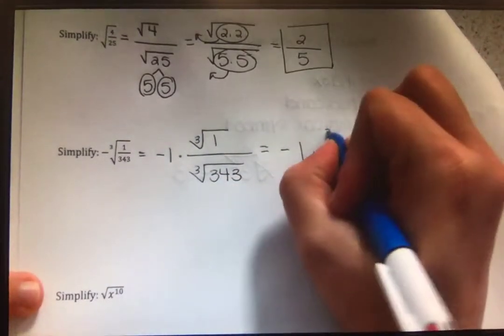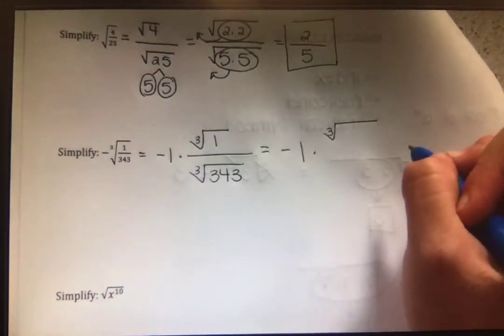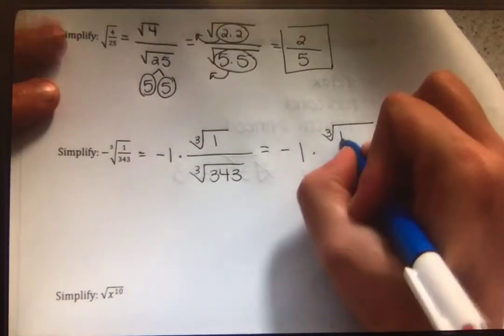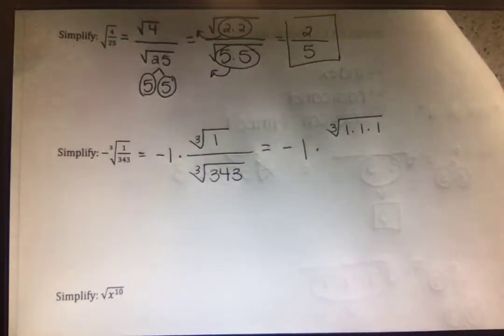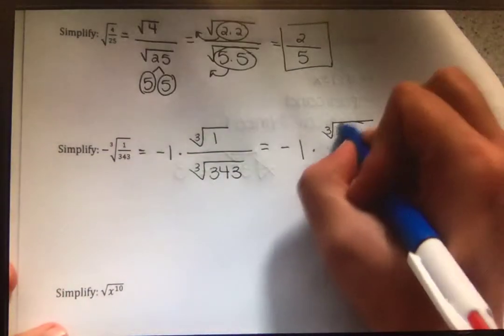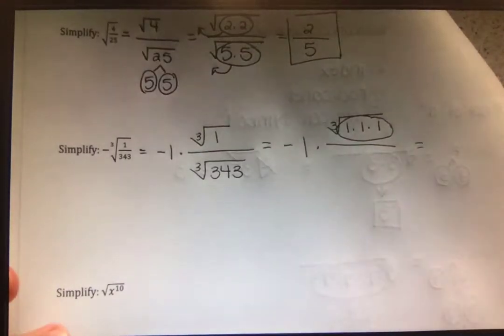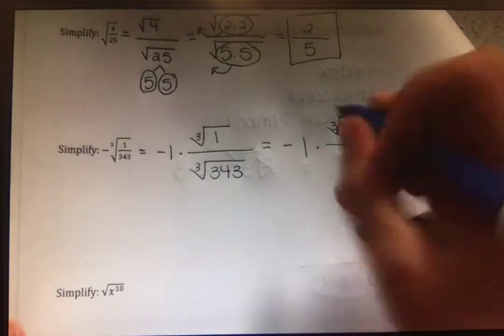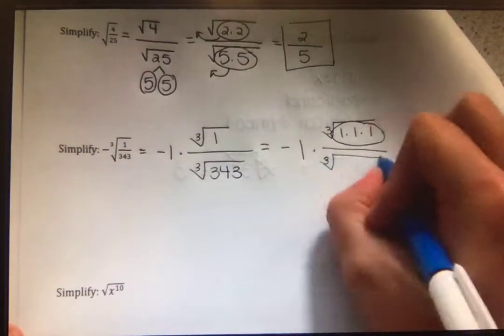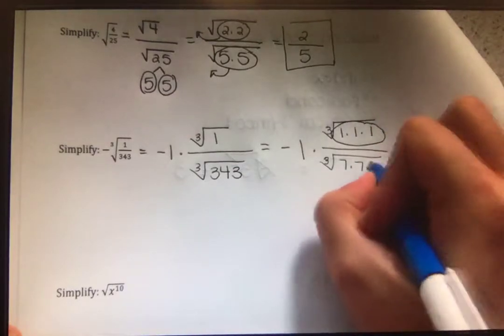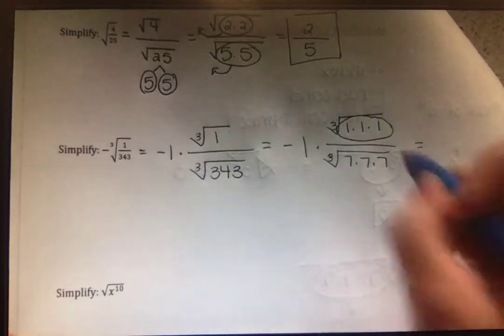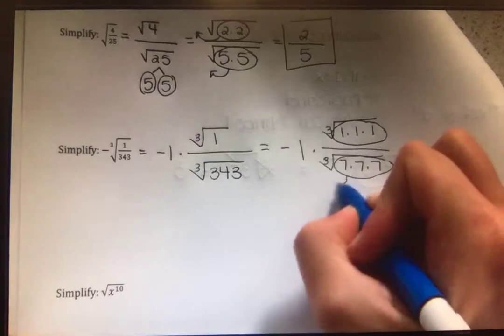So the cubed root of 1, breaking down 1, I can say 1 times 1 times 1 is still 1, and it'll give us those 3 of a kind that we're looking for. So that means that 1's coming out of the radical, nothing's left underneath. Same thing, we broke down 343 on the previous page and said it was 7 times 7 times 7. Again, that gives us that 3 of a kind we're looking for.